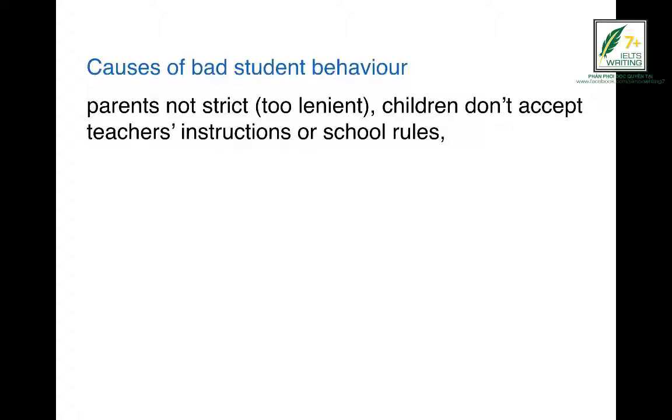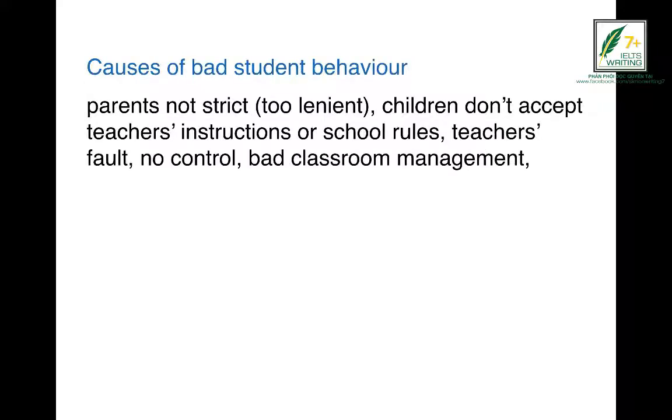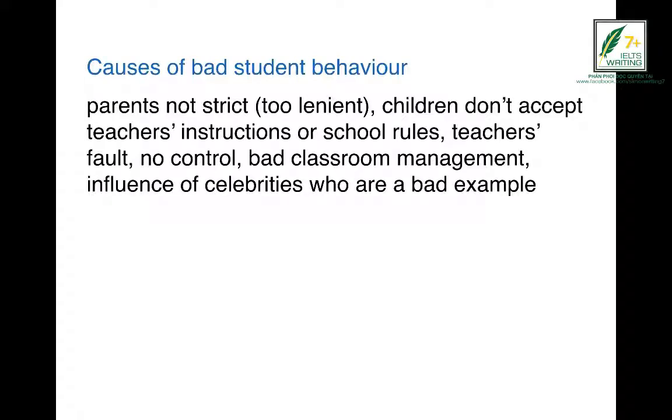Then my students had a different answer. Apart from the parents, we might blame schools or teachers. Teachers' fault. Why? No control, bad classroom management. And a final person or group of people to blame could be the influence of celebrities who are a bad example. You can see there that we're blaming 3 different groups of people: the parents, the teachers and the celebrities. And this looks like a perfect example of ideas for a firstly, secondly, finally paragraph.